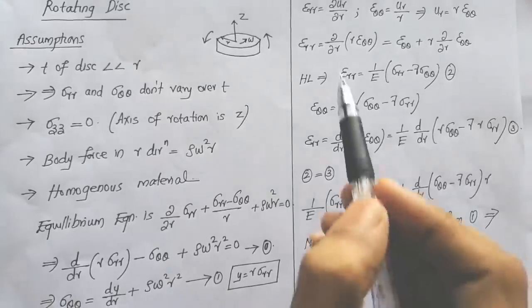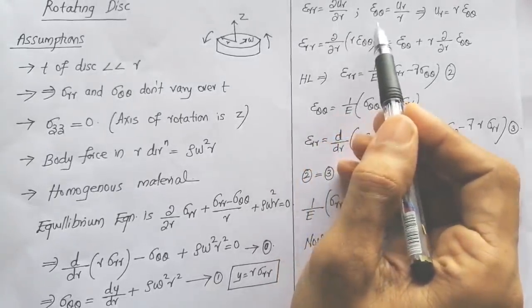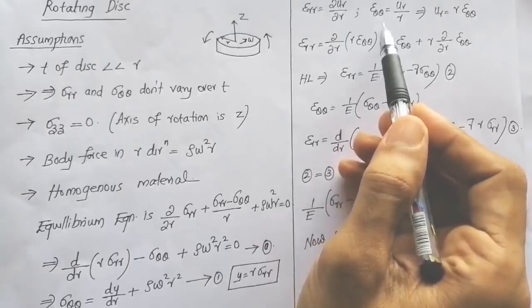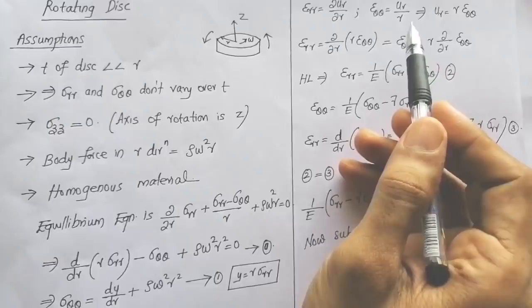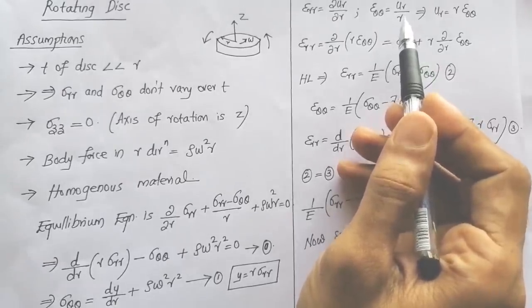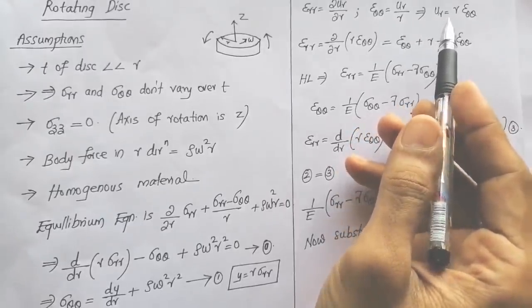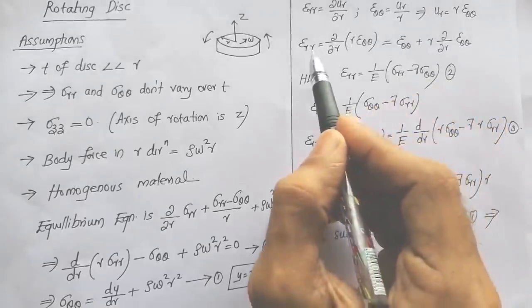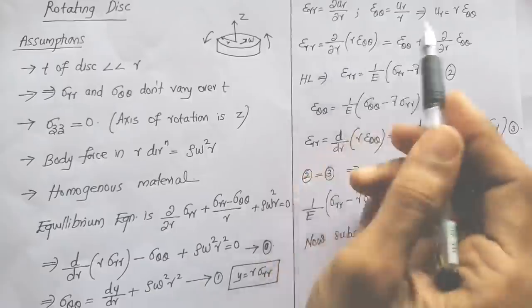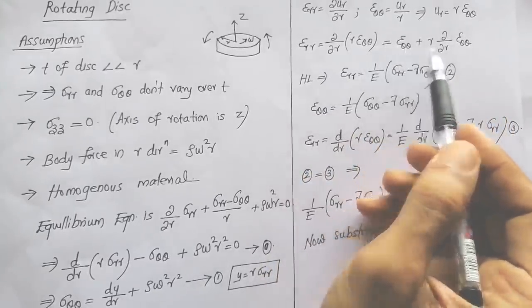Now, I am moving on to the strains. What is epsilon rr? Dou u r by dou r. What is epsilon theta theta? Epsilon theta theta is equal to u r by r plus some term which contains dou by dou theta term. Since this is an axisymmetric problem, epsilon theta theta equal to u r by r only, which means u r by r equal to epsilon theta theta, which implies u r is equal to r epsilon theta theta. So, epsilon rr is equal to dou by dou r of u r. I am substituting u r as r epsilon theta theta, and then I will get this term.